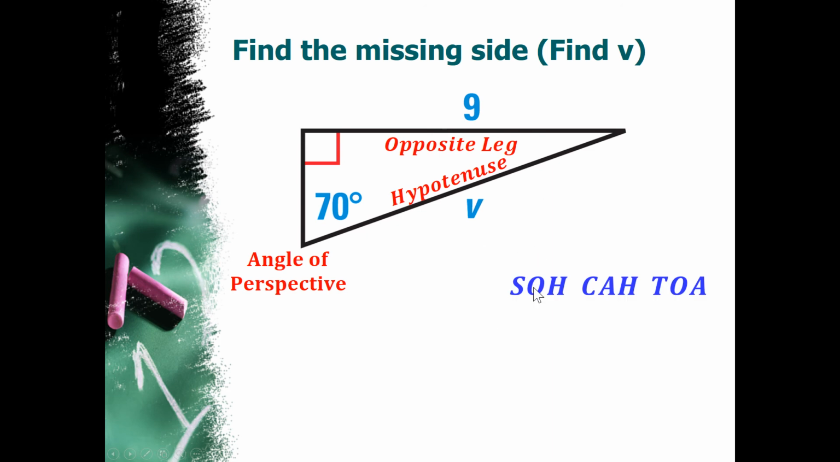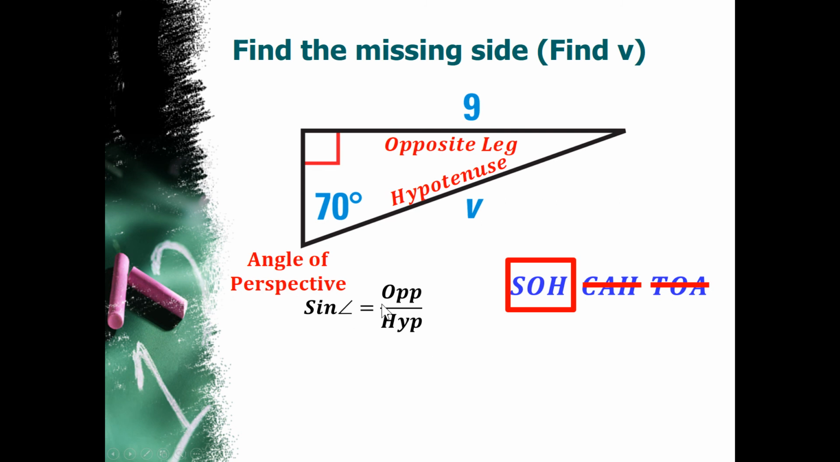Now we're going to figure out which of the trig functions it is that we would use for this problem. We need the one that is going to work with the opposite leg and the hypotenuse. So that looks like it would be the sine function right here. Sine is opposite and hypotenuse. We're going to ignore the other two and we're going to set up our equation.